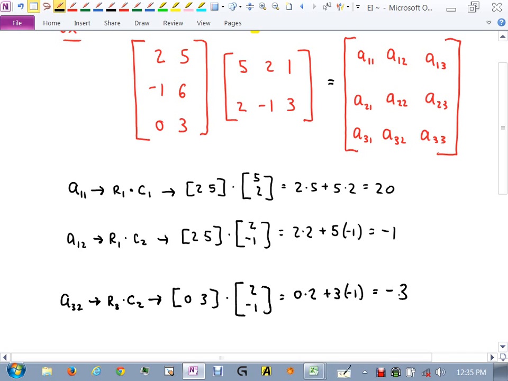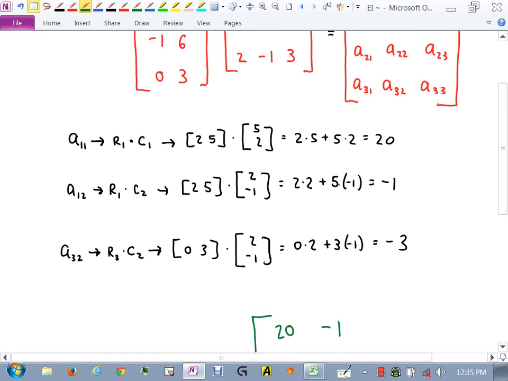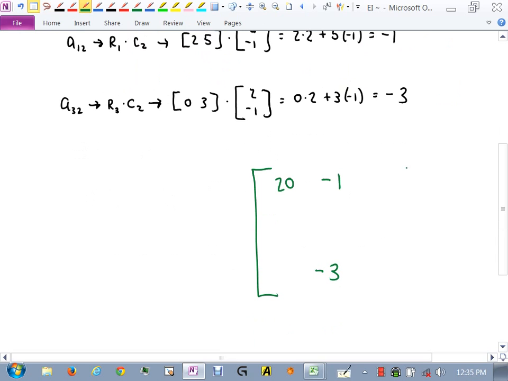Did you already do all this on your calculator yet? Not yet. All right. So far, my answer is this: 20, negative 1, and then we did A32, which was negative 3. We did all those by hand, right? Yep. But if you do the rest, which I won't do, you'll get 17, 7, negative 8, 17, 9, and 6. Understand?